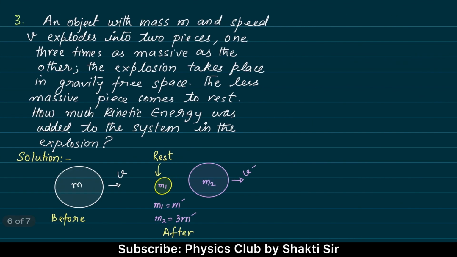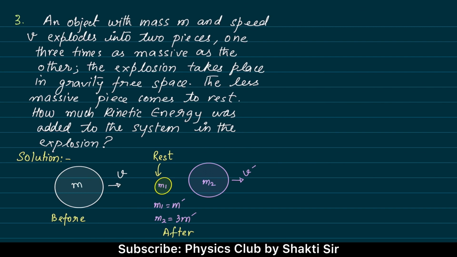We have our third question. The third question says: an object with mass m and speed v explodes into two pieces, one 3 times as massive as the other. The explosion takes place in gravity-free space. The less massive piece comes to rest. How much kinetic energy was added to the system in the explosion? This is an important question. By the statement it looks nice, but the calculation is very tricky, so you need to calculate it carefully.